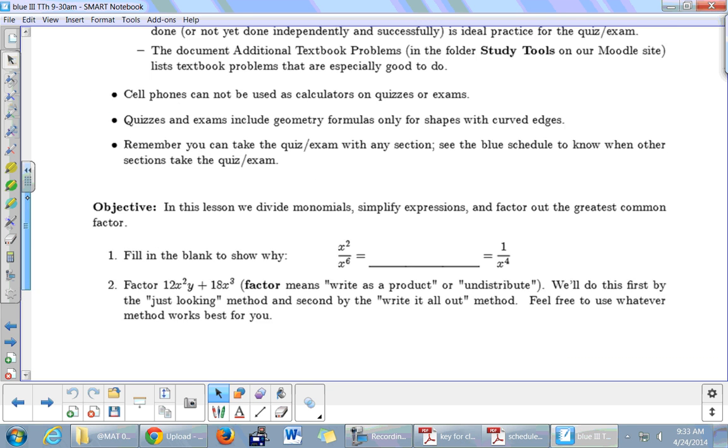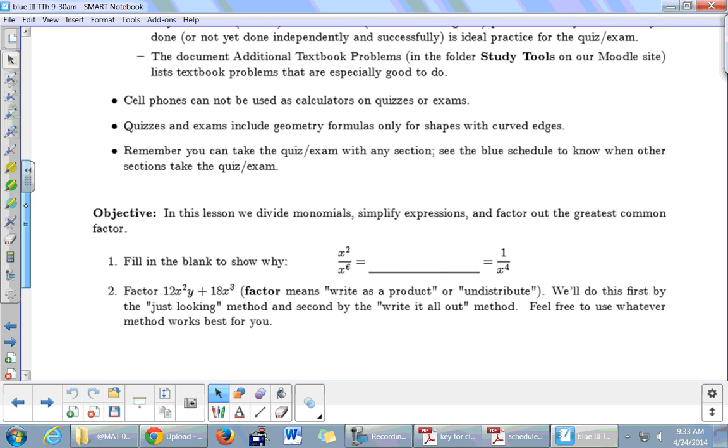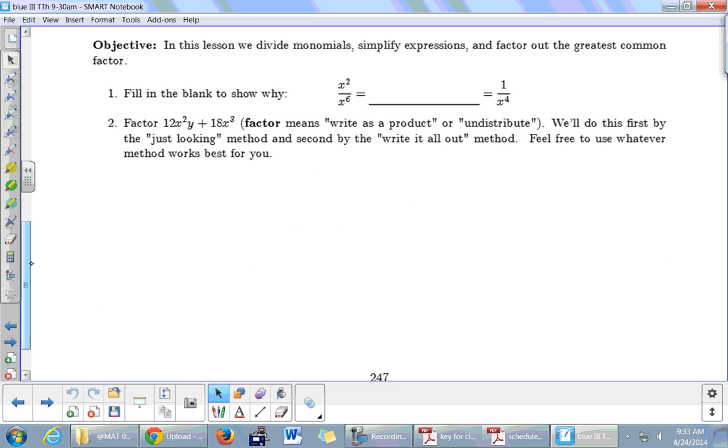Let's jump in on 247 here. And we'll take a look at the objective. We'll go to Meg B. Oh, not quite ready. Eric, the objective? Okay, so let's take a look at number 1. It says fill in the blanks to show why x squared over x to the 6th is really equal to 1 over x to the 4.